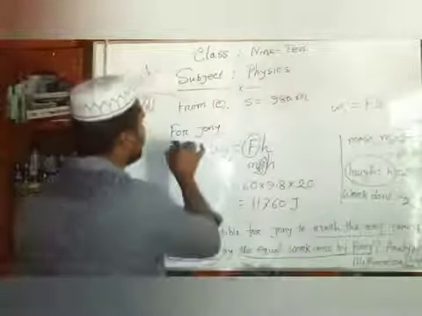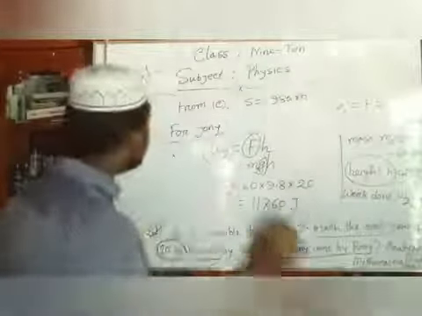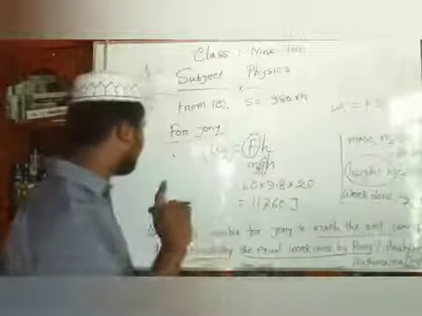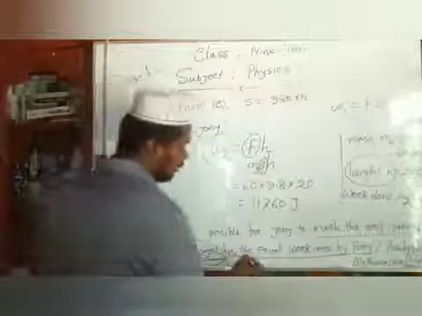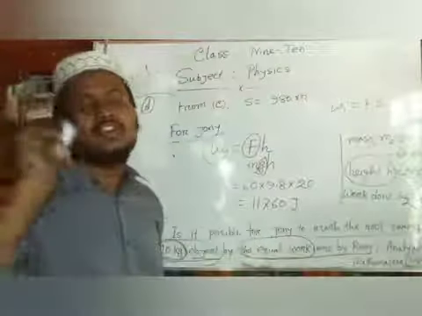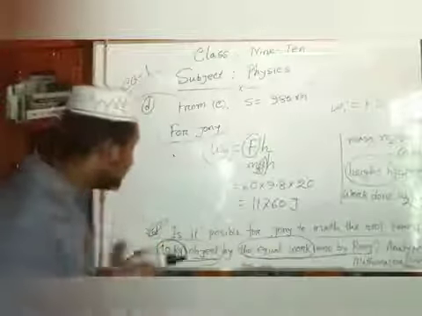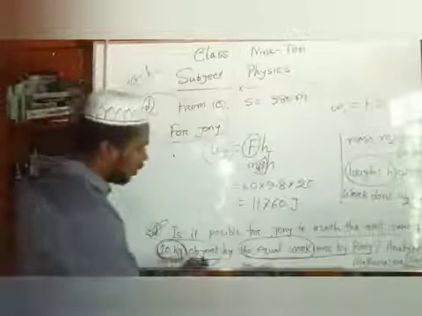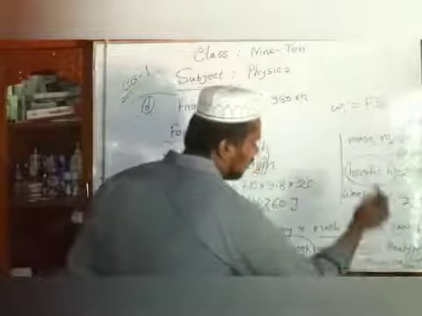Dear students, the value W2 is less than the value W1. That means Johnny's work done is less than Ronnie's work done. That means it is possible for Johnny to reach the roof taking the 10 kg object by equal work done. No, this is not equal work done, but less work done by Ronnie. So dear students, we say that it is possible for Johnny to reach the roof taking the 10 kg object by the less work done by Ronnie.